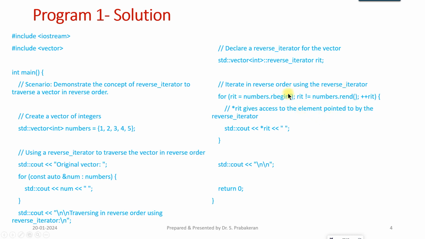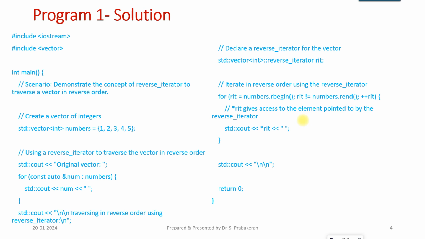Now see, we initialize RIT with the numbers.rbegin function, and iterate until RIT reaches the numbers.rend function, that is the reverse end of it. Now the dereference of RIT allows us to access the element pointed to by a reverse iterator. So these are the things.